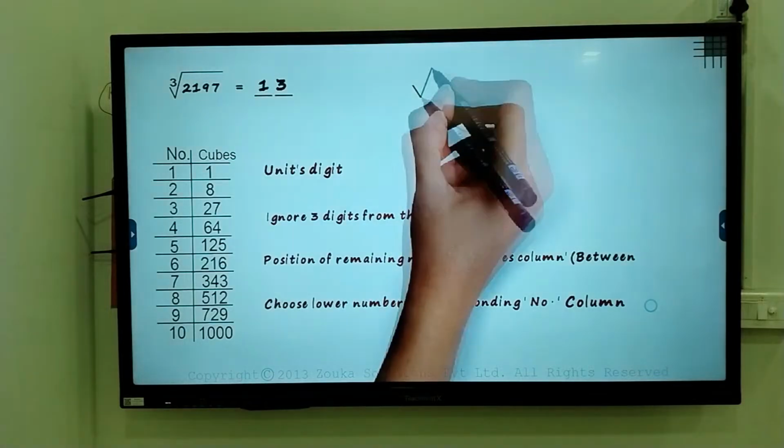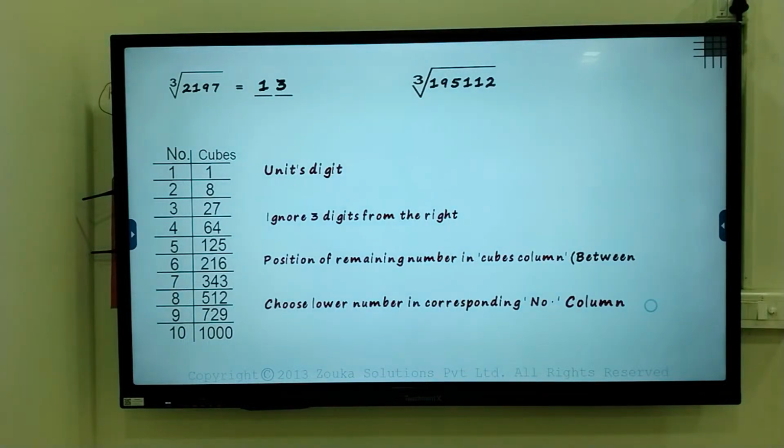Say we want to find the cube root of 195,112. This number is 6 digits long and hence its cube root will be 2 digits long. Remember, cube roots of large numbers which have 4, 5 or 6 digits will always be 2 digits long. Now let's see the units digit of the number. It's 2. In the cubes column, we look for a number which has its units digit 2. Yes, it's 512. And the corresponding number in the numbers column is 8. So we write a 8 in the units place of the answer.